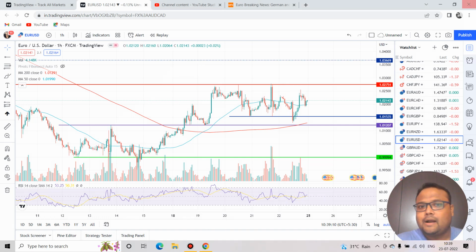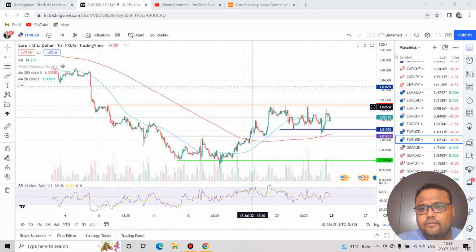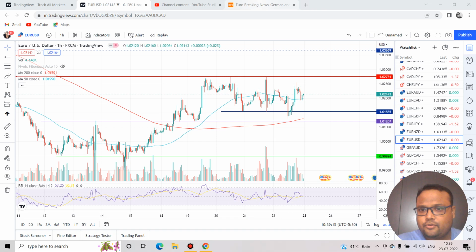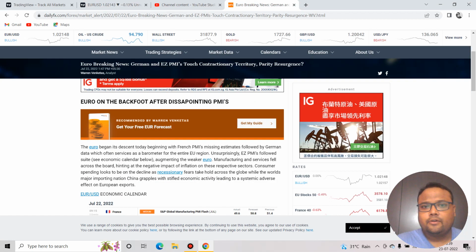So the market was in a downtrend, and then we saw some recovery, and the market is in recovery mode right now. And as we have already seen, Euro is on the back foot after disappointing PMIs, and yes, there is a possibility that the downside on Euro USD may continue again.